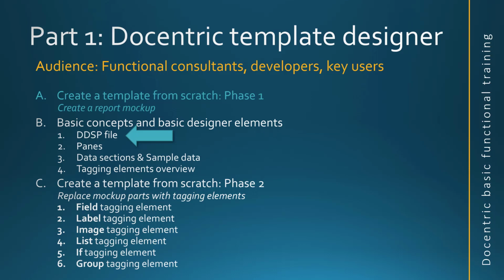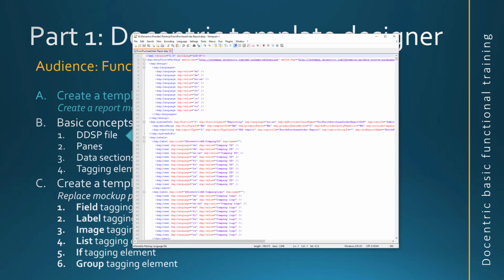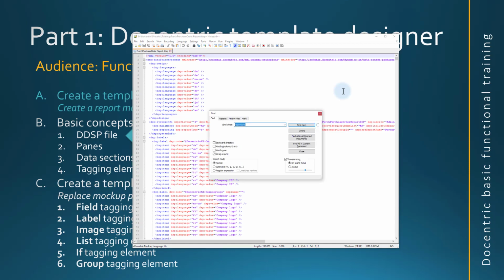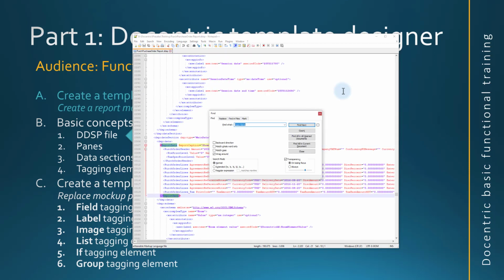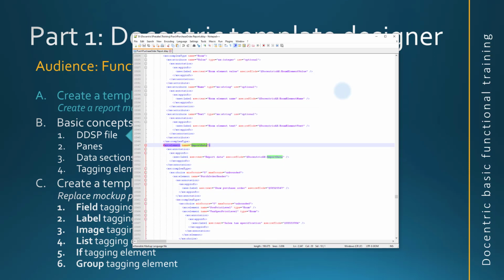As I said, it is one XML file that has all the information that Docentric needs in order to work with the designer. So let me show it to you. Because it is an XML file, I can open it in Notepad++. It has three very important sections. The first and maybe the most important one, you can find it by searching for report data. Here it is. You see it begins somewhere in the lower part, in the lower fourth of the document.